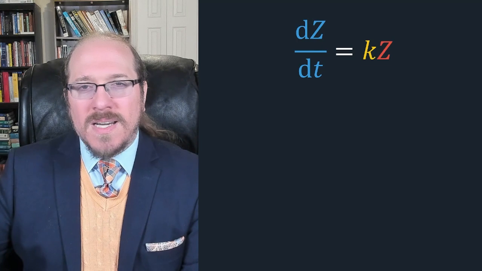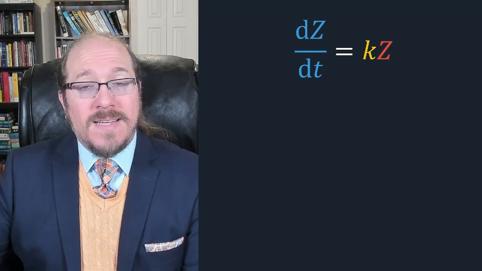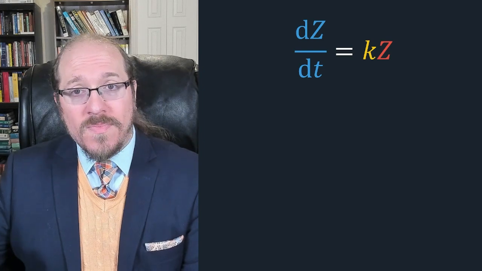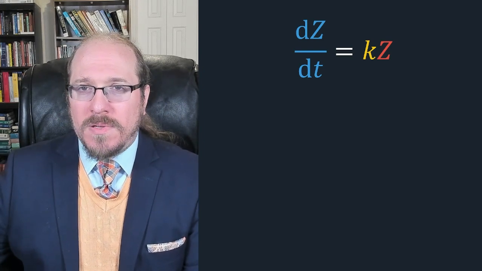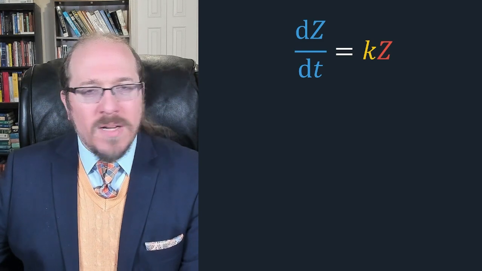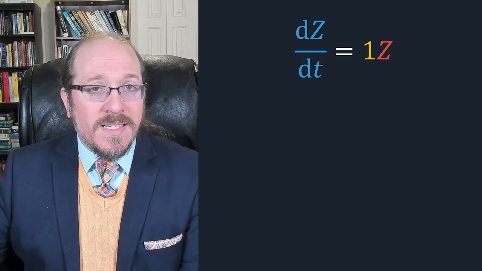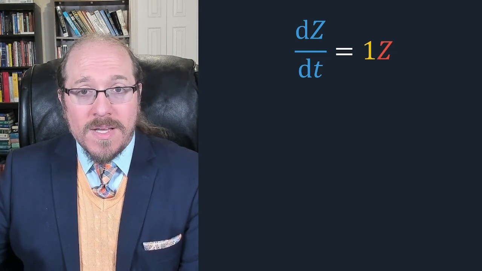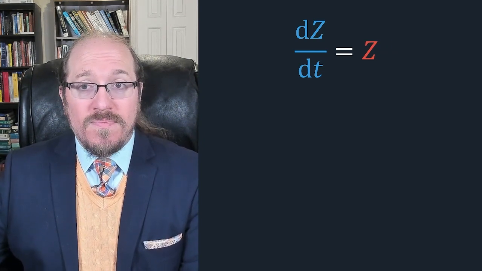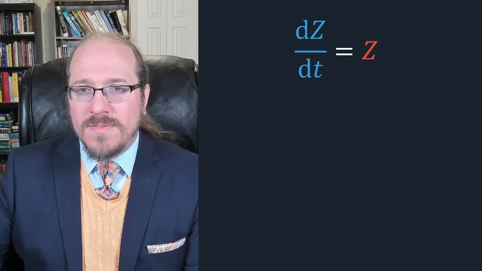You know what? I think it's time for another useful problem-solving technique in math, trying to look at a simpler case first. So what would be simpler? What's the simplest possible value for k? Well, what if k was 1? That would mean that the derivative of z is equal to 1 times z, or just z. So we need a function that is its own derivative.